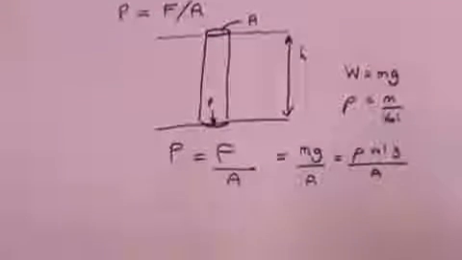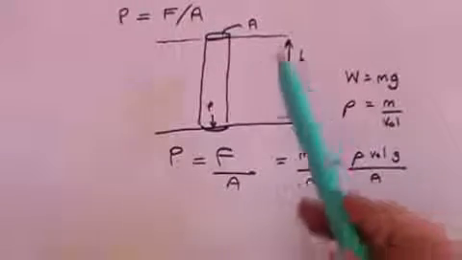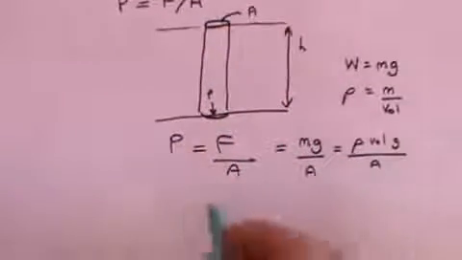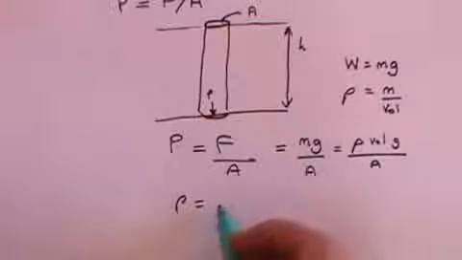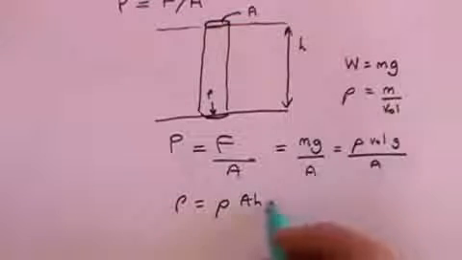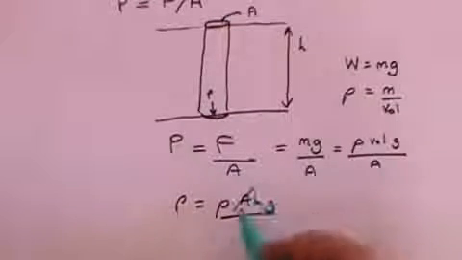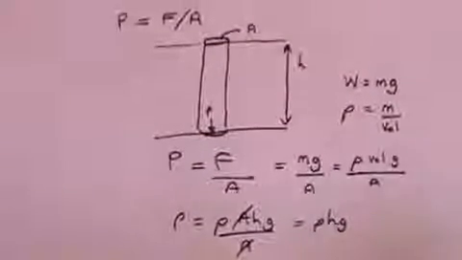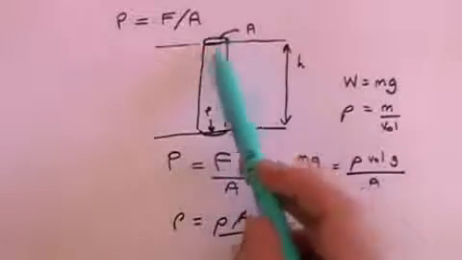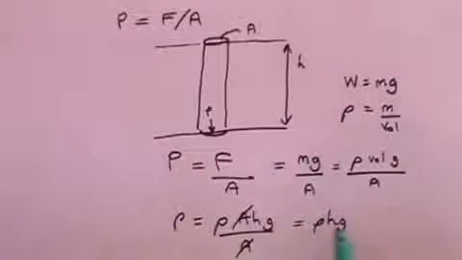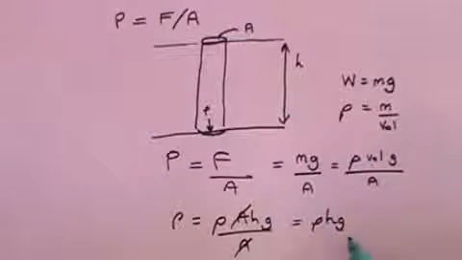But what is the volume of this cylinder? Well, the volume of the cylinder is simply the area times the height, so A h. And so the pressure is equal to rho times A h, which is the volume, times g divided by A. And the A's cancel, and that gives you rho h g. So the pressure of this cylinder of air as it lands on the Earth is equal to the density of air, rho, times h, the height of the atmosphere, times g.